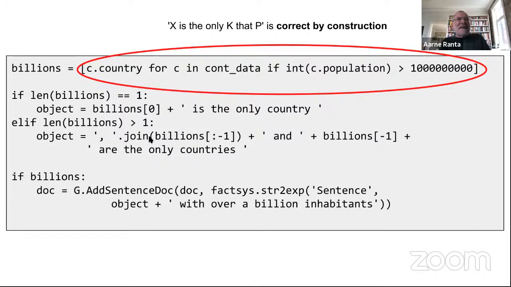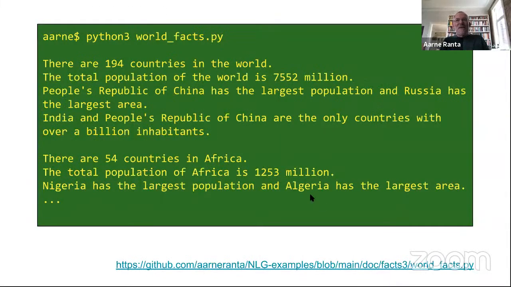And if it is more than one, then it's another string that you are using. And then if this list has any elements, then you add this sentence which says that these are the only countries with over 1 billion inhabitants. But if there are no such countries, then you just leave that sentence out. So you see that you don't have it in the Africa text, but you will have it in the Asia text.